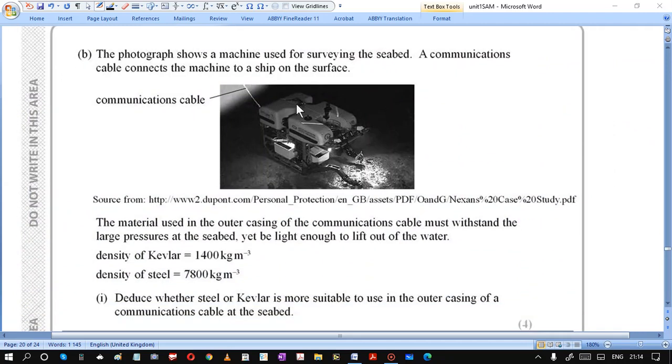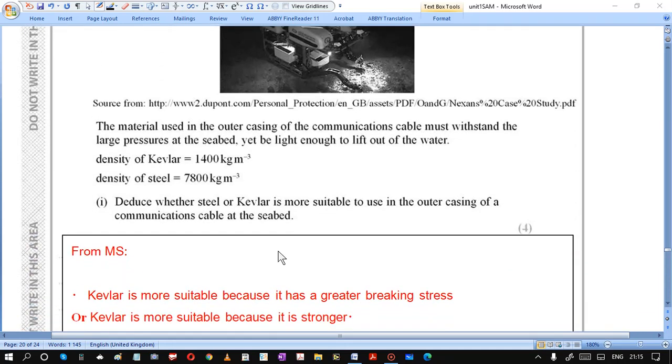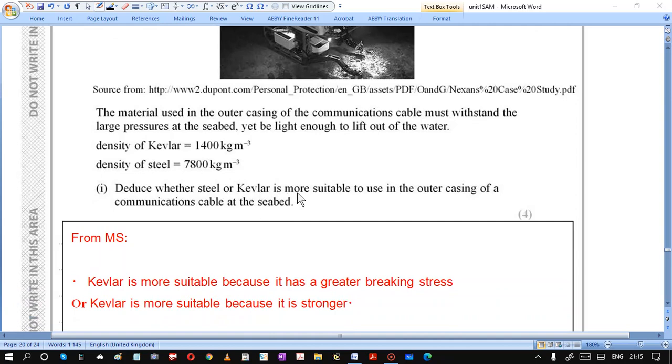The photograph shows a machine used for surveying the seabed. A communications cable connects the machine to a ship on the surface. The material used in the outer casing of the communications cable must withstand the large pressure at the seabed, yet be light enough. So, large pressure, okay. Deduce whether steel or Kevlar is more suitable.